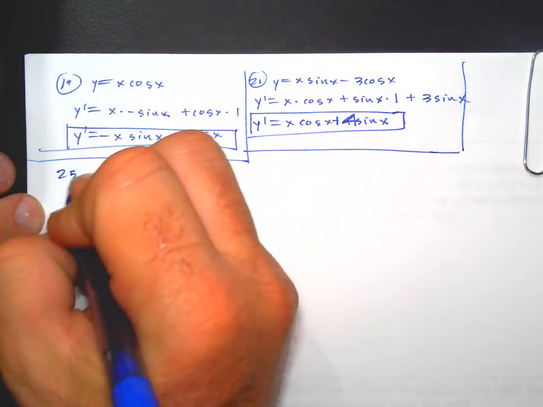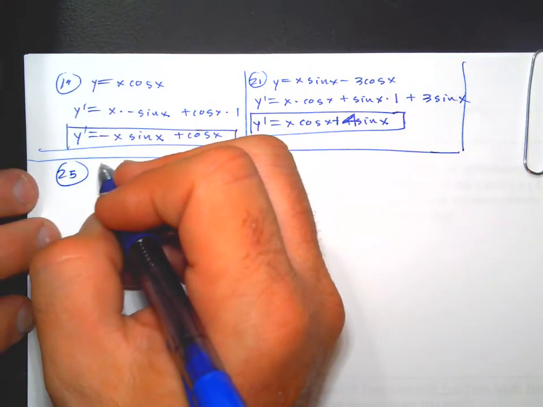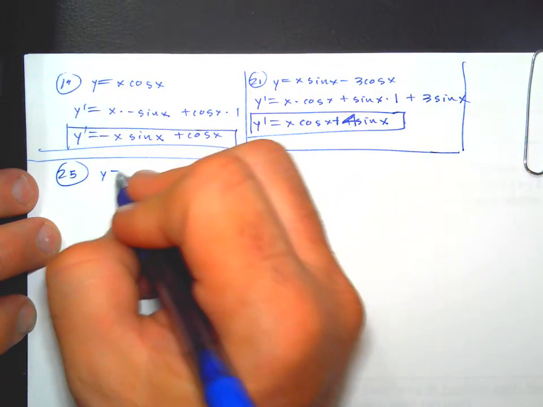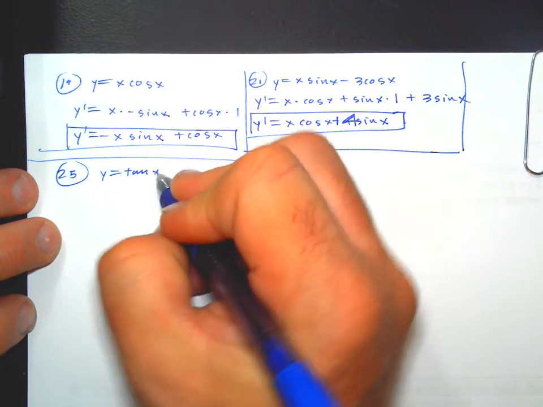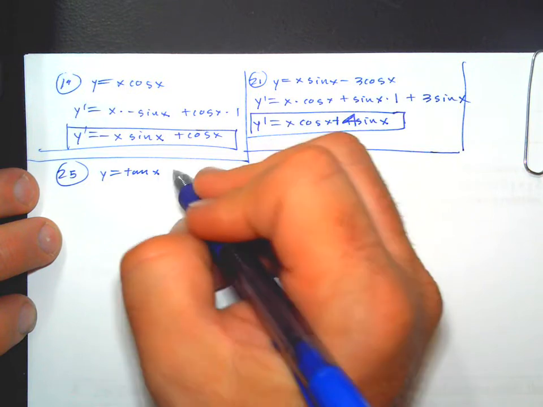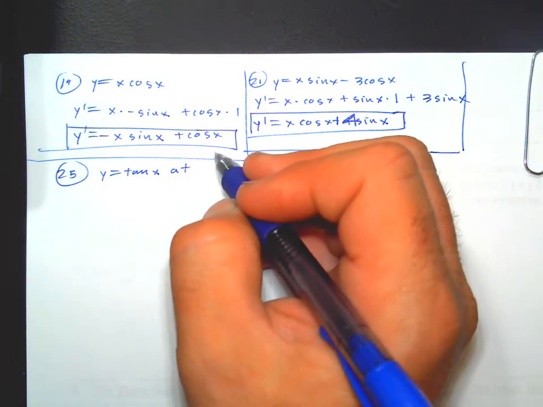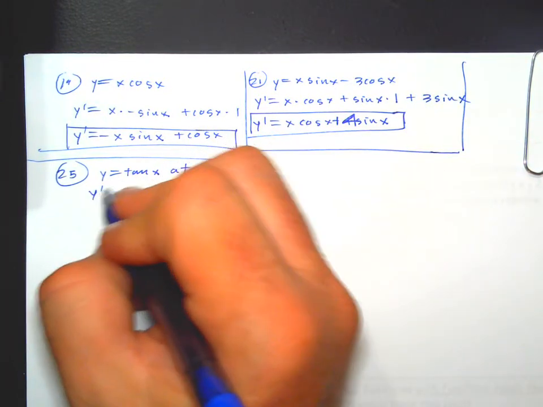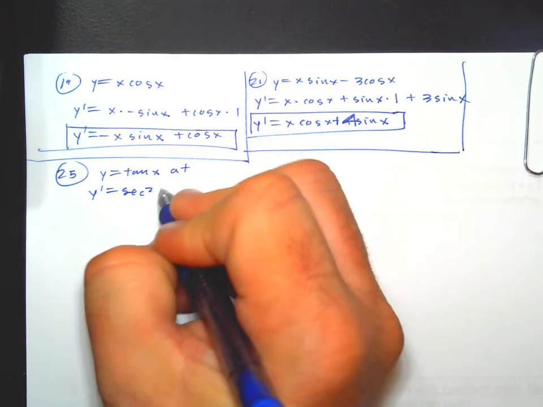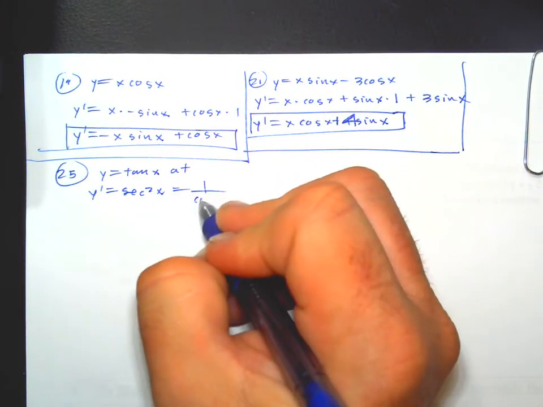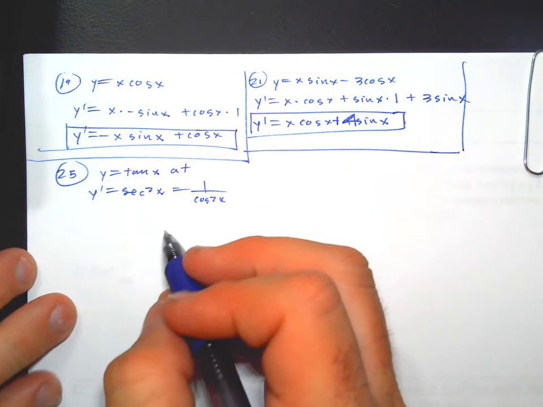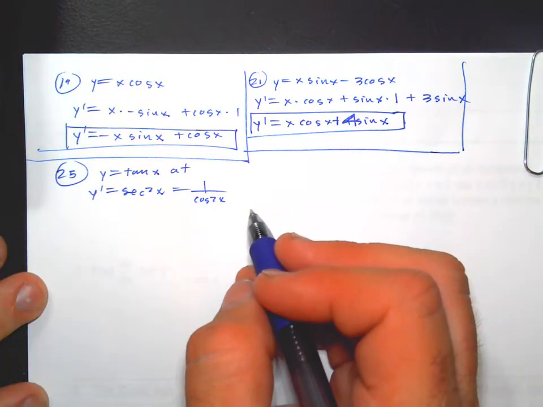25 has 3 parts to it. It says find the equation of the tangent line of the graph of tangent x at these following. Find the equation, and then so y prime would be secant squared, which is 1 over cosine squared. And so, I mean, that's how we're going to find our derivative.